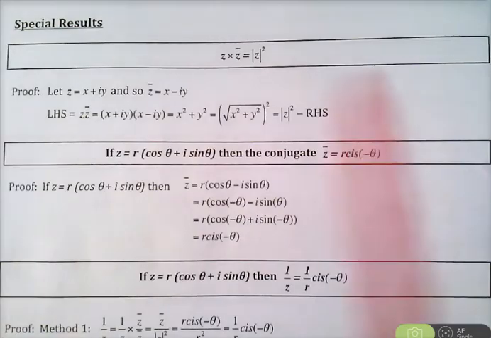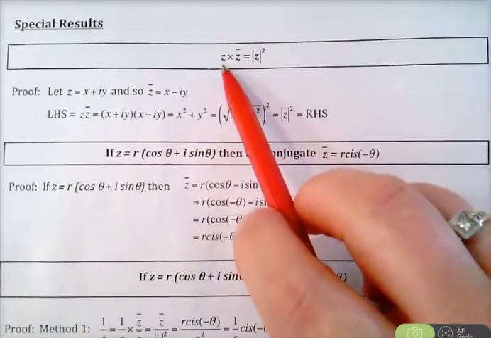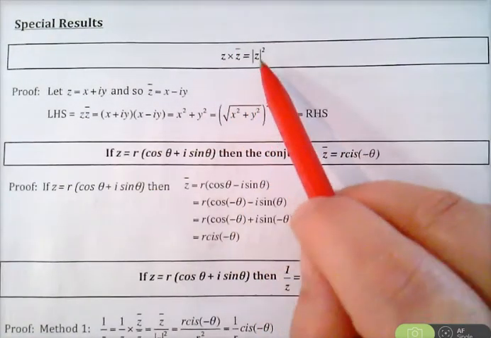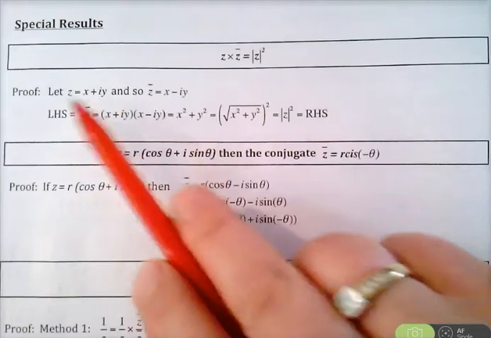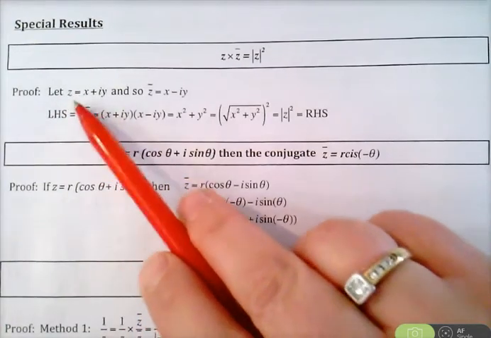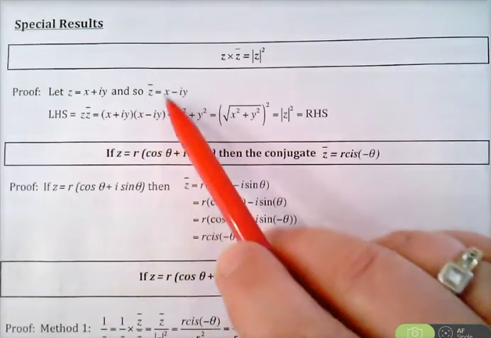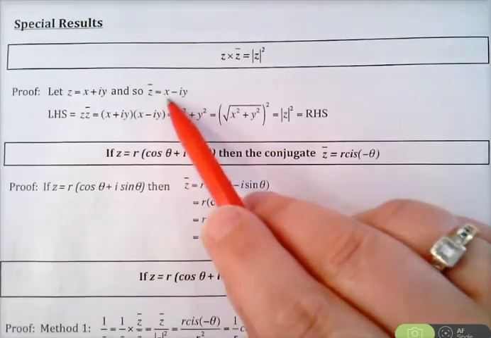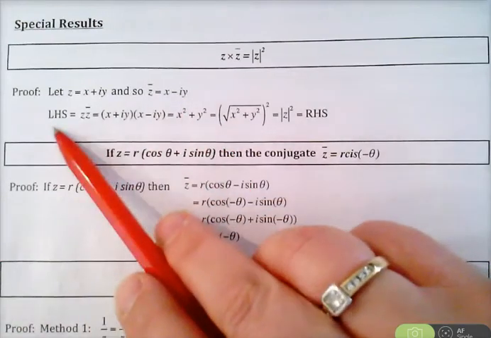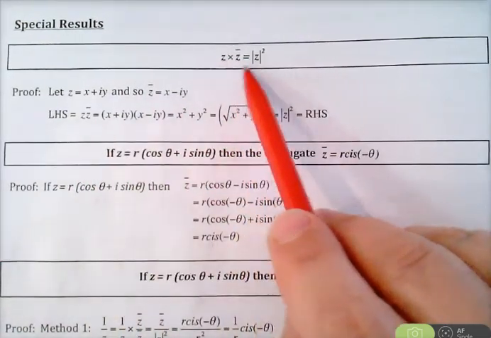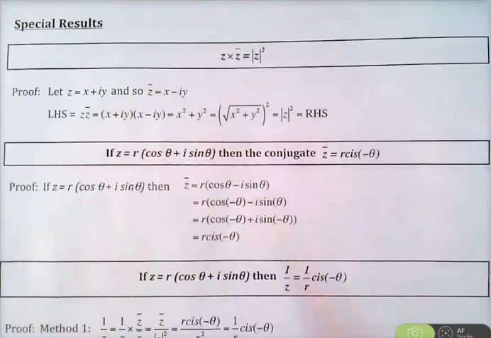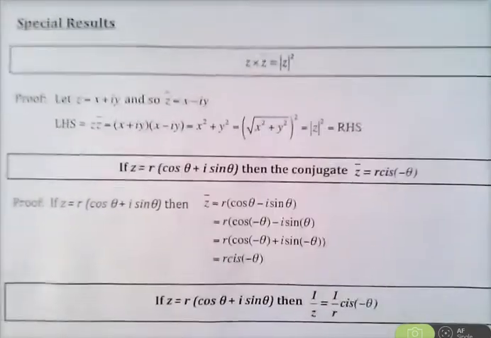Looking at some special results. Now z times z bar is the modulus of z squared. Now the proof of that, if we let z equal x plus iy, therefore z bar, or the conjugate of z, will be x minus iy. So therefore if we want to multiply z by z bar, I'll just focus in on that a bit more.